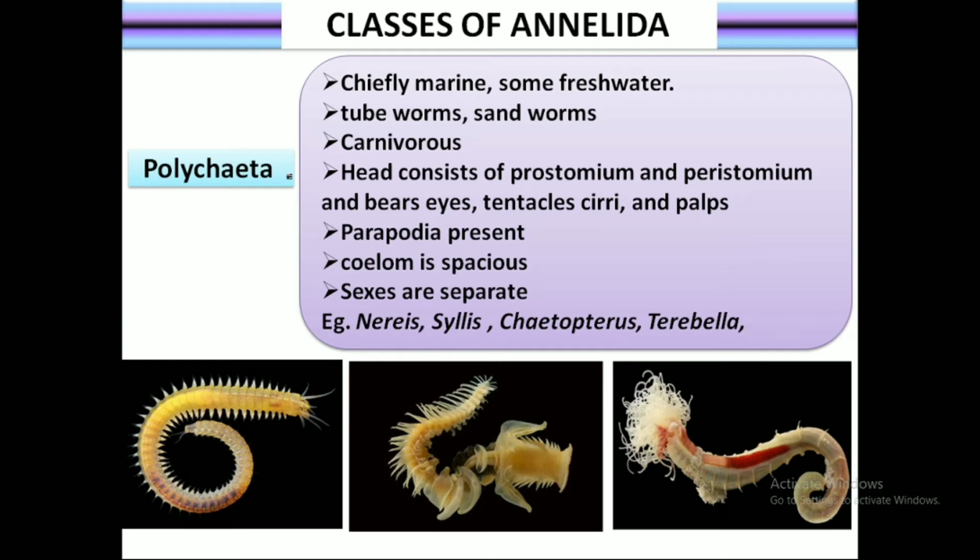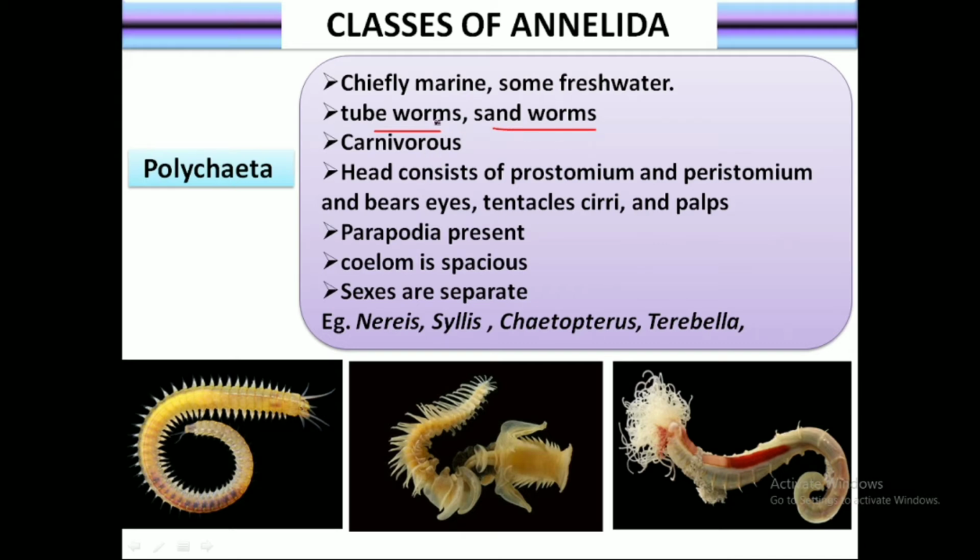So, the first major class of the annelids is the Polychaeta. Poly means many and chaeta means setae. So, these organisms have many setae-like organs. Now, these forms are mainly found in marine water and they are commonly known as tube worms and sandworms.